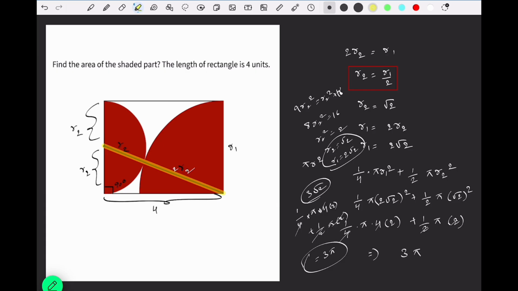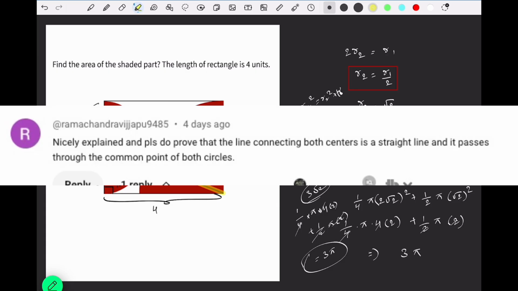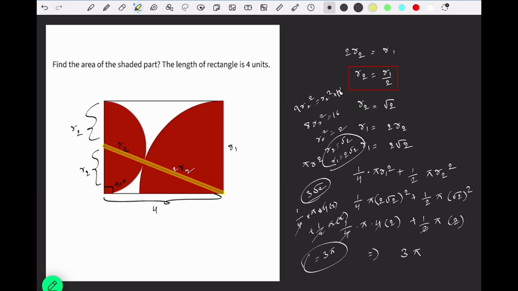Before diving into the solution, let's look at the comment we got for our last video. Someone is asking to prove that the straight line connecting the center of the semicircle and the center of the quadrant passes through the point of contact for both these circles. Let's prove it. For your understanding, I shaded the straight line with the yellow color.